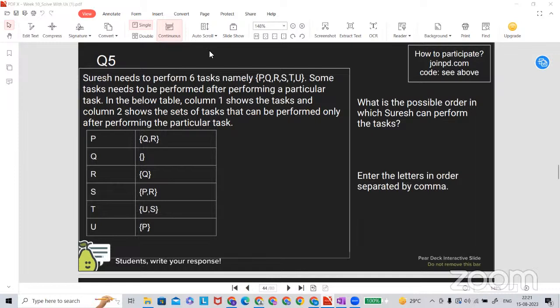Did you solve this? Okay. Please, everyone, solve this.